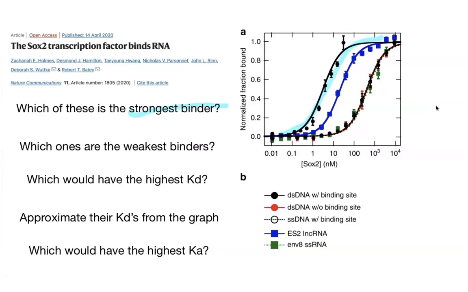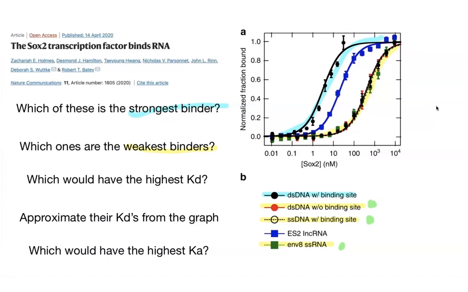The weakest binders, well, I kind of gave a hint. They're all overlaid. So we had this one, this one, and this one. These were our weakest binders. And again, our strongest binder was this one. Okay, so which of these would have the highest KD? Remember, higher KD means weaker binding. So these would be our weakest binders, and these would have the higher KD.